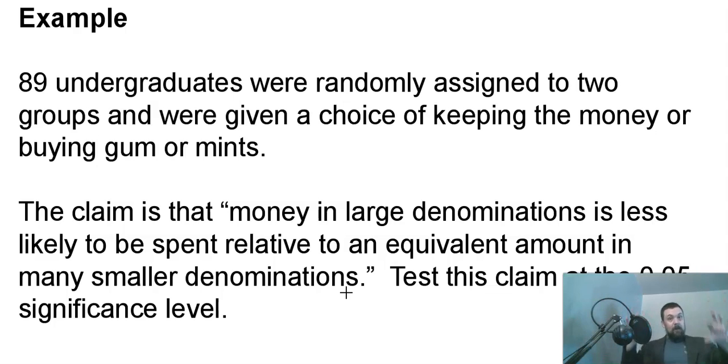So that's going to give us 2 populations, the ones that have a $1 bill versus the ones that have 4 quarters. And then we want to get a sample and check to see the proportion of students who are spending their money based on the denominations that they have, right? So the claim is that money in large denominations is less likely to be spent. So that means that proportion should be smaller than the proportion of students who spent their money that had smaller denominations, even though it was the same amount of money, right? We want to test this claim at the 0.05 significance level.